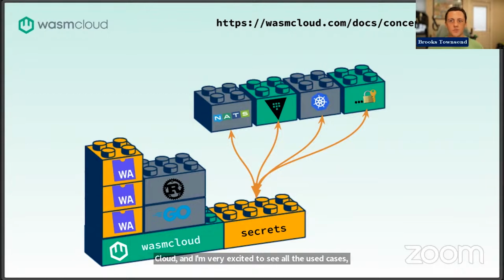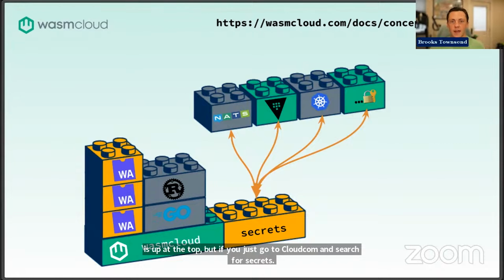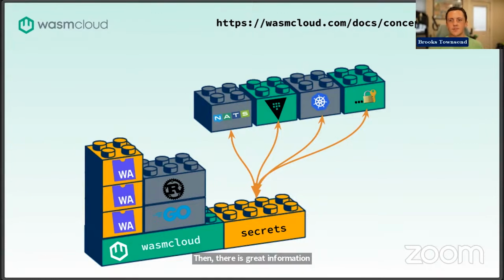If you are interested in using secrets in a wasmCloud app, please check out our secrets documentation. The link is up at the top, but if you just go to wasmcloud.com and search for secrets, then there is great information about how to import the WIT, how to add secrets to your custom providers, and how to connect to your own secrets backend. So that is all that I have for the deep dive into secrets.